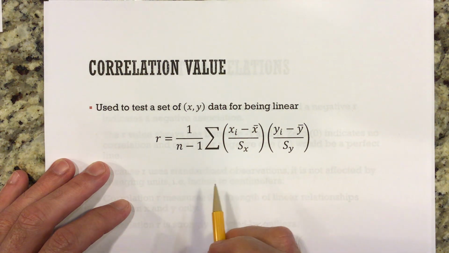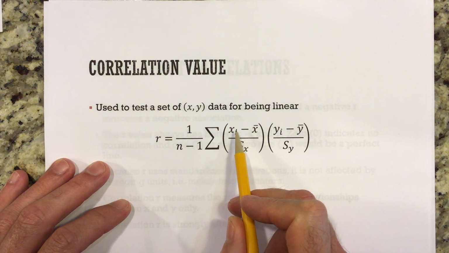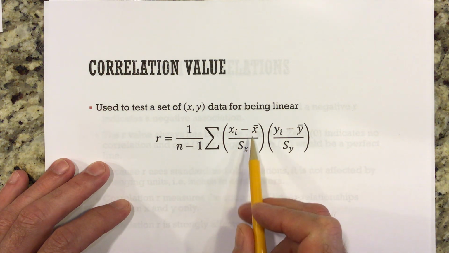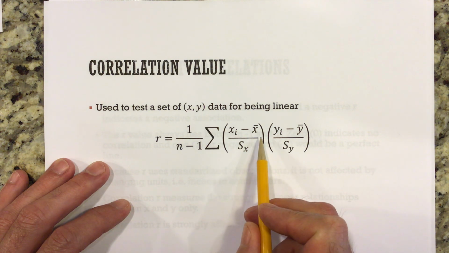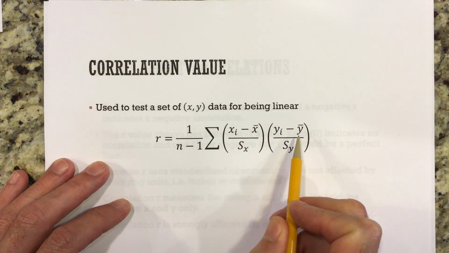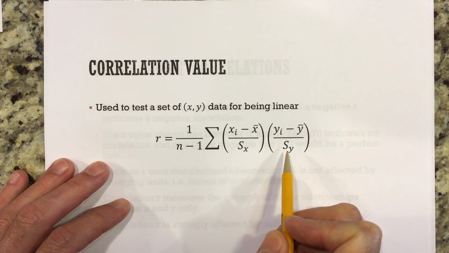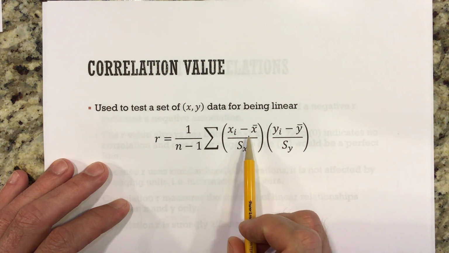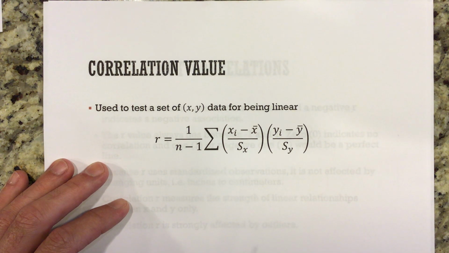Remember this sigma, that means I'm going to add up, right? It's the summation. And what I'm going to do is I'm going to take each x coordinate minus the mean of all the x coordinates, divide that by the sample standard deviation of the x coordinates. Then I'm going to multiply it with the corresponding y coordinate. And again, same thing. The first y coordinate minus the mean of the y's divided by the sample standard deviation of the y's, and then do it for the second, and so on and so forth. So each x-y gets multiplied together, and then we're going to sum up all of those products. Then we divide it by n minus 1, and that will be our correlation.